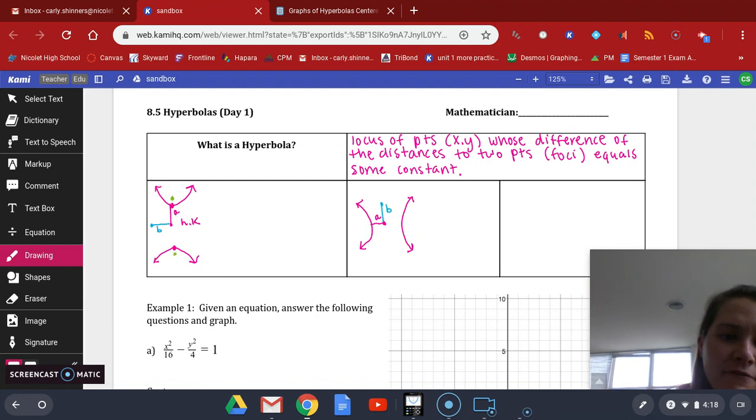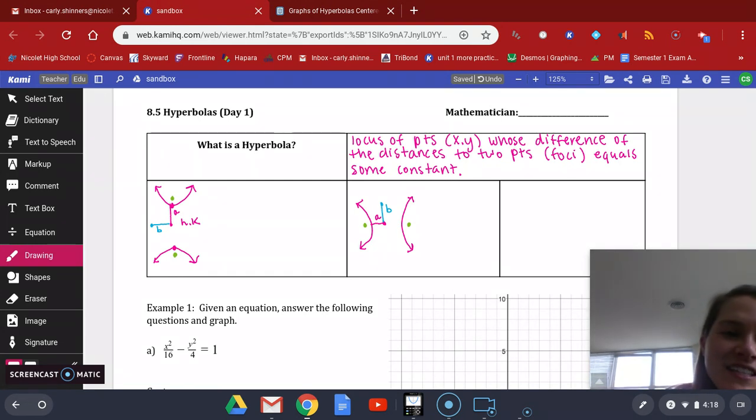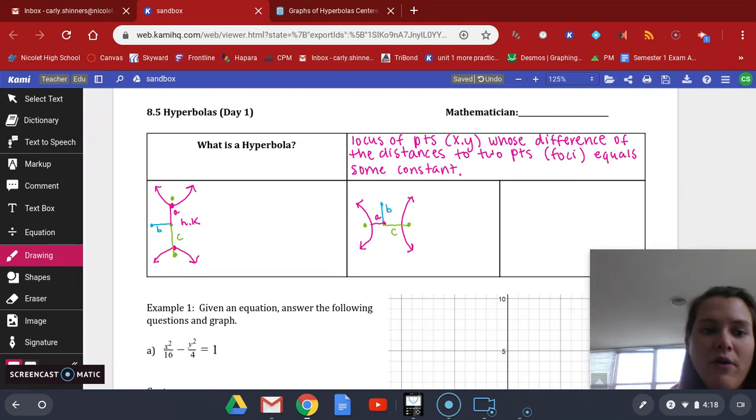So hold tight on that. We also still have foci. Now, these foci are going to be inside the branches here. I kind of think of the branches as little cereal bowls or something. The foci are the cereal. And the distance from the center to the foci is still going to be called letter c. So foci to the center is still letter c.